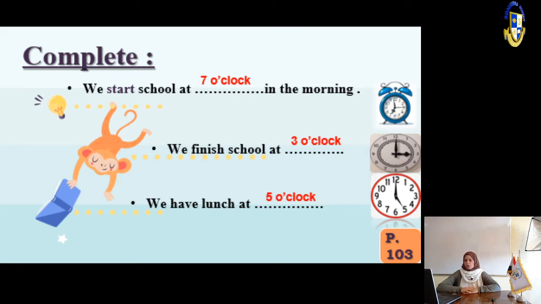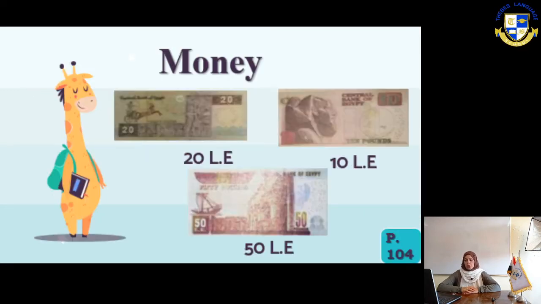What time do you have your lunch? Look at the third clock. The small arm is on 5, the long arm is on 12. So this is 5 o'clock. We have lunch at 5 o'clock. And of course, you go to bed at around 8 o'clock or 9 o'clock maybe.